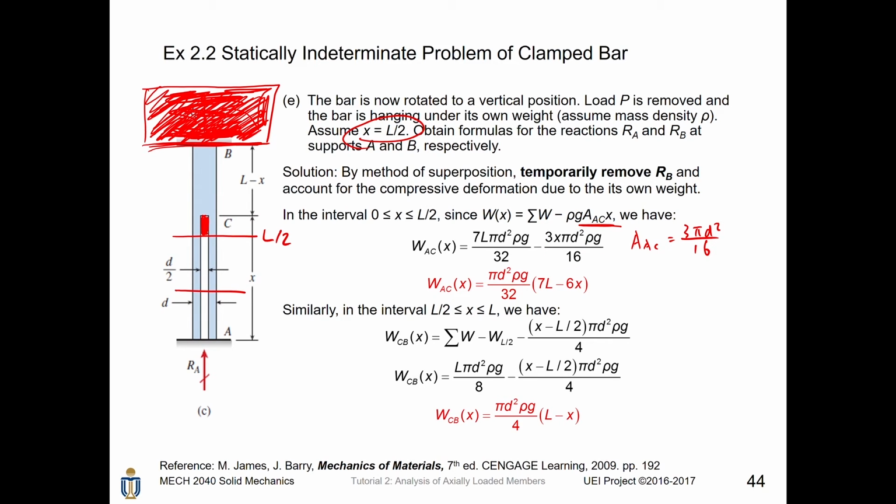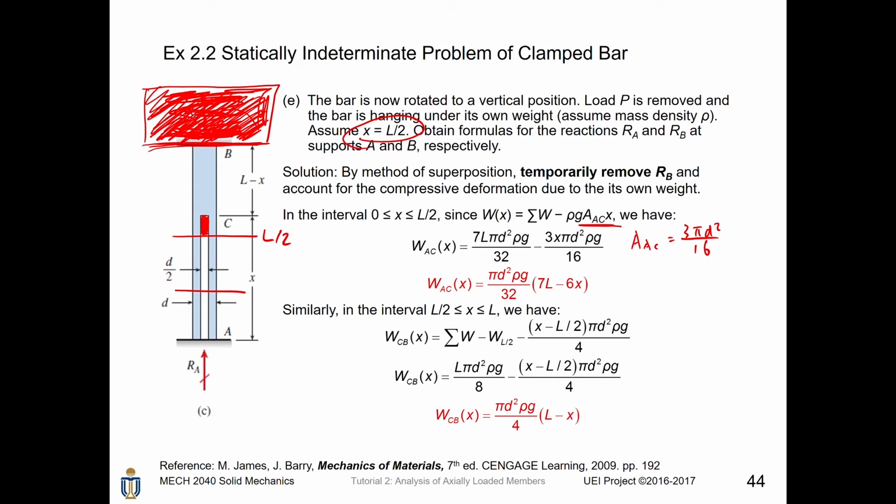After we do a lot of simplifications and take the constants out of the expression, we can get the compressive load for any cross-section located at position X in segment AC, which equals pi d squared rho g divided by 32 times (7L minus 6X).